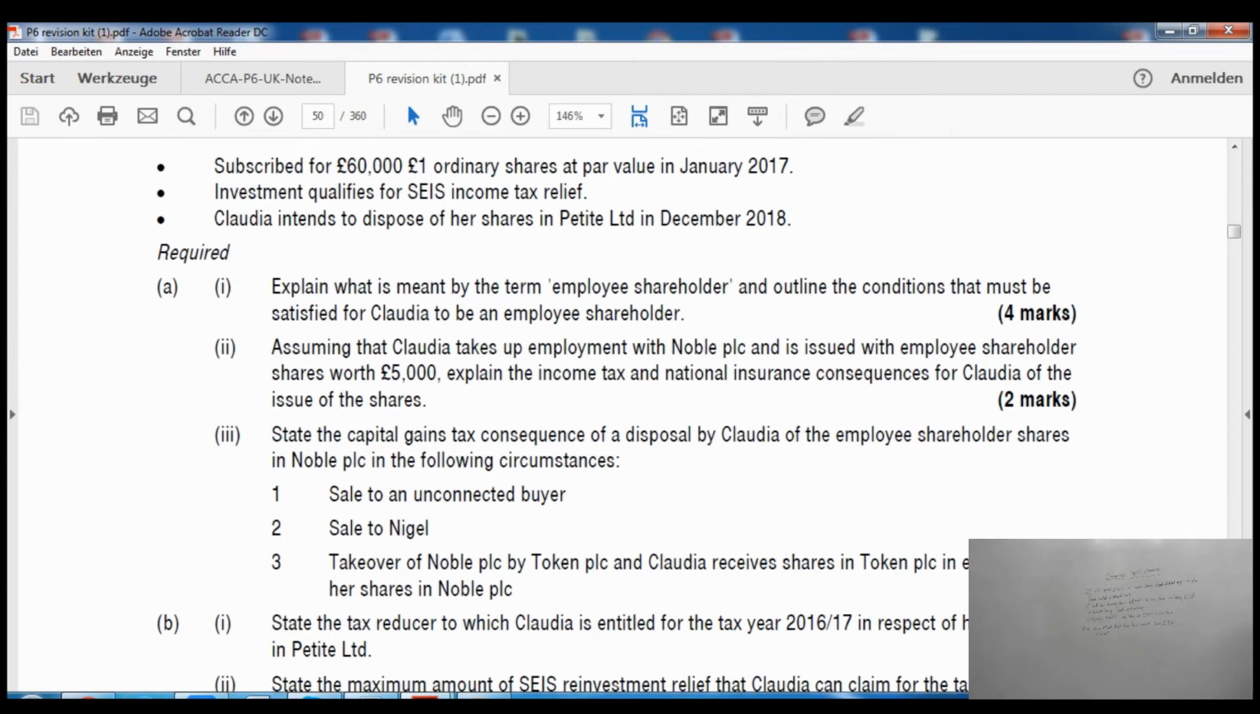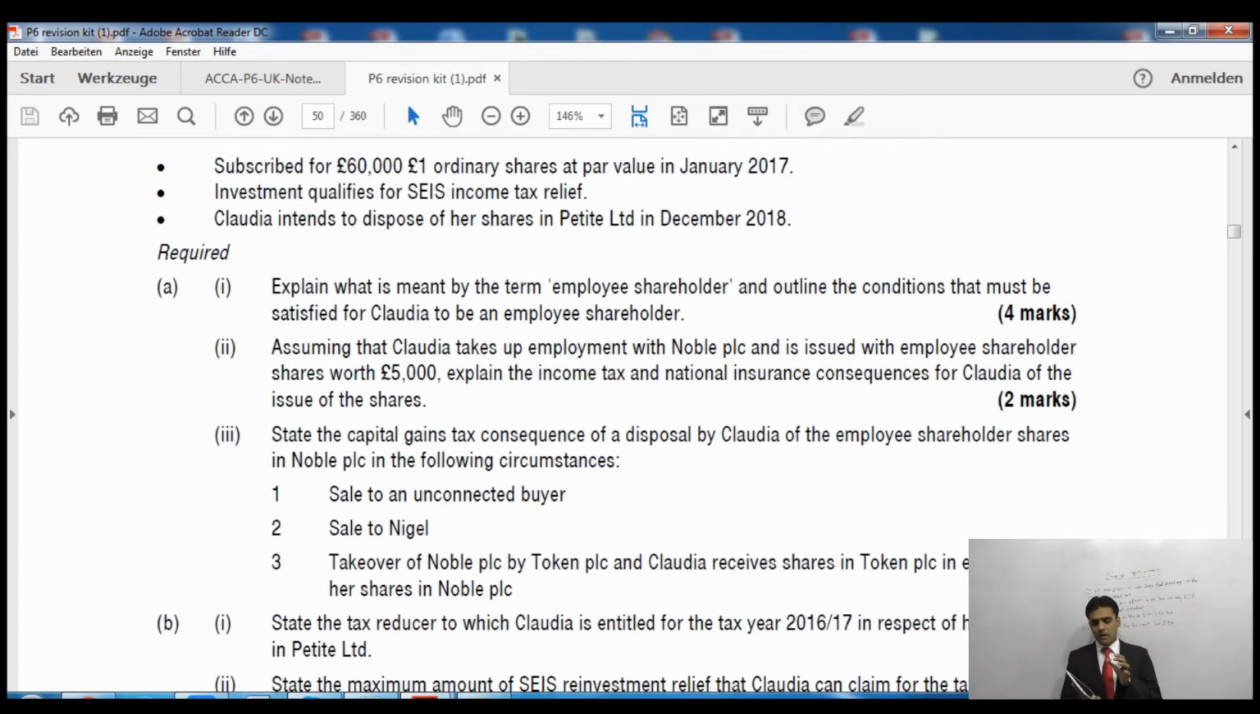Right, then there are three subparts in part A, so altogether 10 marks. First one, 4 marks: explain what is meant by the term employee shareholder and outline the conditions that must be satisfied for Claudia to be an employee shareholder. Now there are 4 marks altogether, and it is very general information.